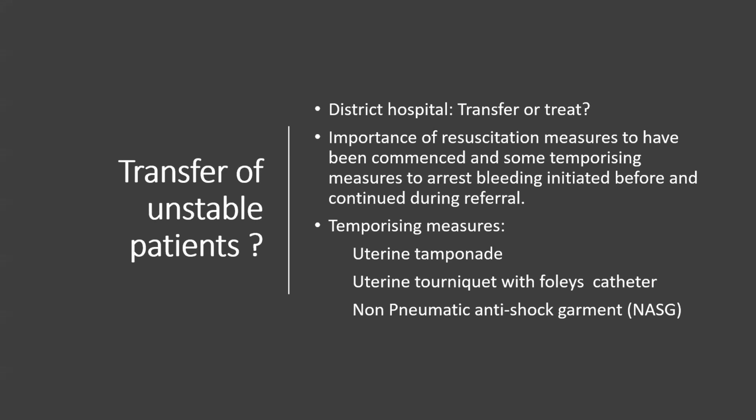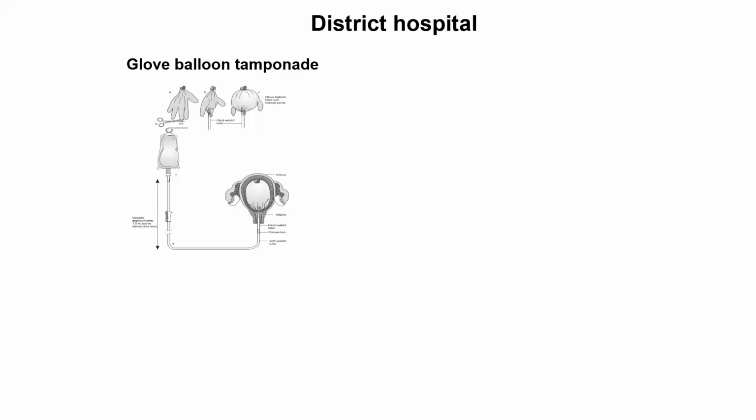You can use tamponade, you can put in a balloon, you can tie the uterus with a Foley's catheter, or you can use the non-pneumatic anti-shock garment when you're transferring the patient. But most important thing, resuscitate continuously, reassess, resuscitate, reassess. See if your resuscitation is working or not.